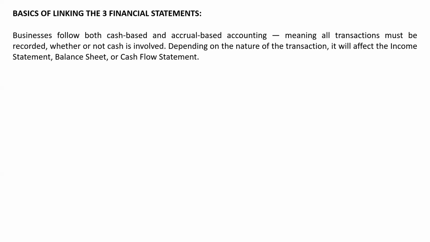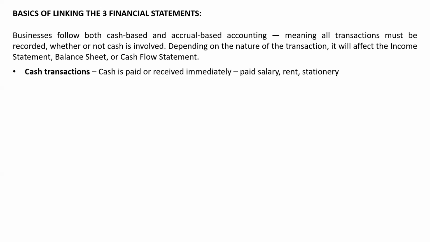Depending on the nature of the transaction, it will appear in one or more of the three financial statements. Let's break down some types of business transactions. Cash transactions involve immediate payment or receipt of money. Examples are paying salaries, rent, tax, interest, utility bills, etc.